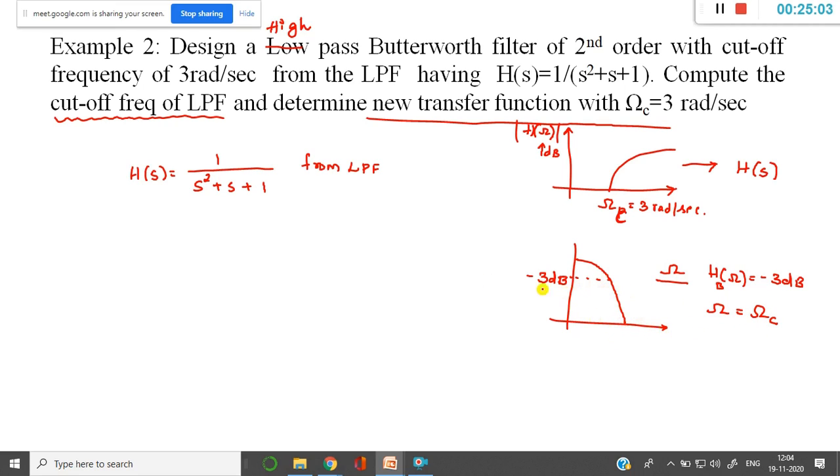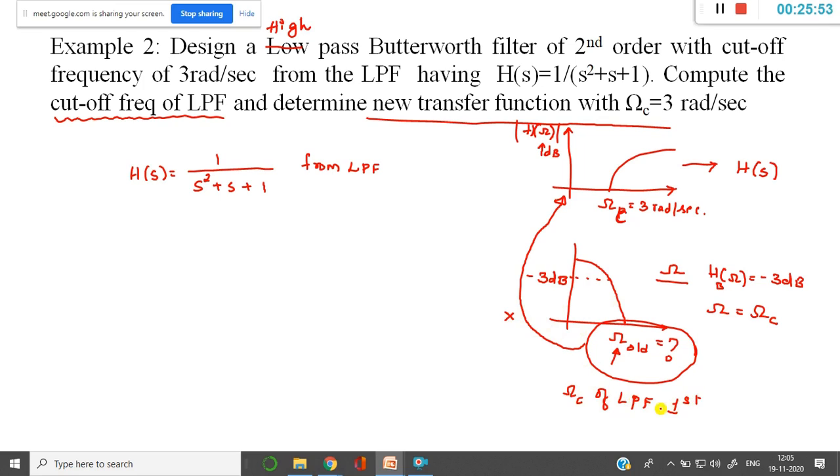Now I need to obtain my cutoff frequency here. From a given h of s, I don't know the cutoff frequency of the old filter unless I know this value. I cannot transform this low pass function to a high pass function unless I know omega old, that is the cutoff frequency of my low pass filter. So in this regard I should first obtain omega c of the low pass filter. First obtain this, and from that I can transform.